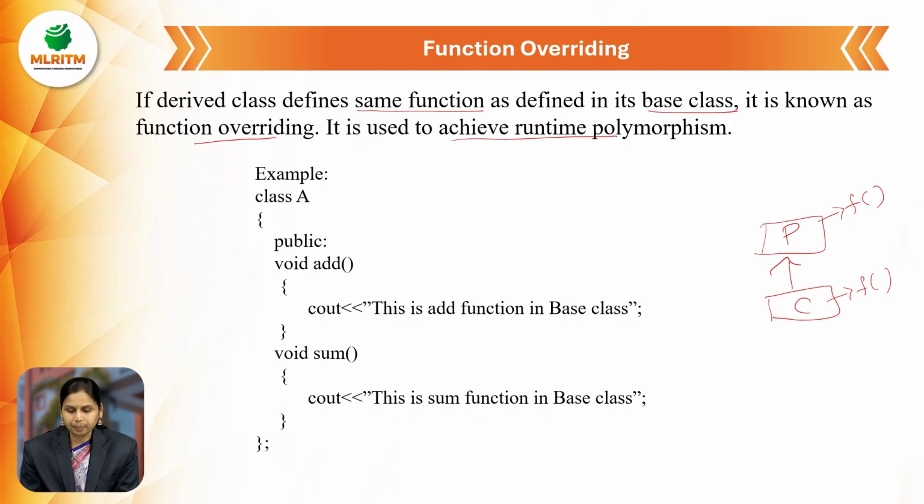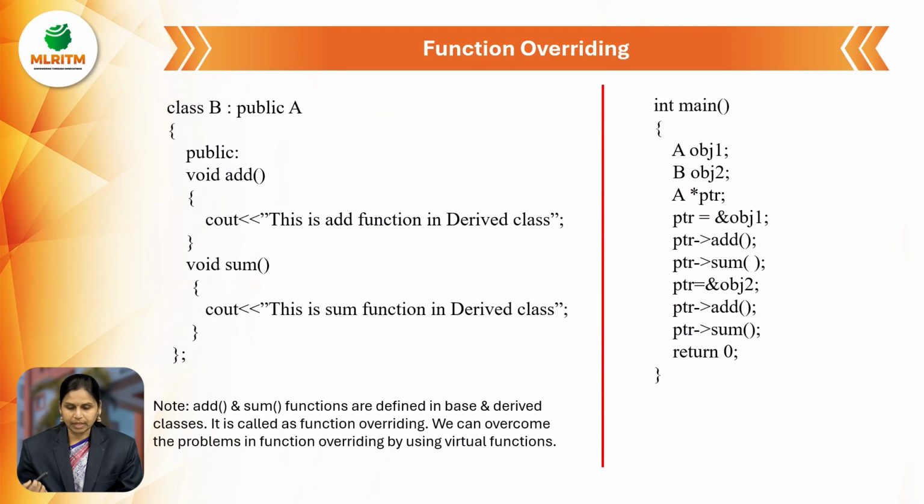So let us see the example here. Class A is a parent class. It contains two functions, one is add and the second one is sum. Here the access specifier is public, meaning we can easily access these add and sum functions outside the class also. Next, declare the child class, that is B. This child class is derived from the parent class A. This is A, the parent class, and this is B, the child class, derived from the parent A.